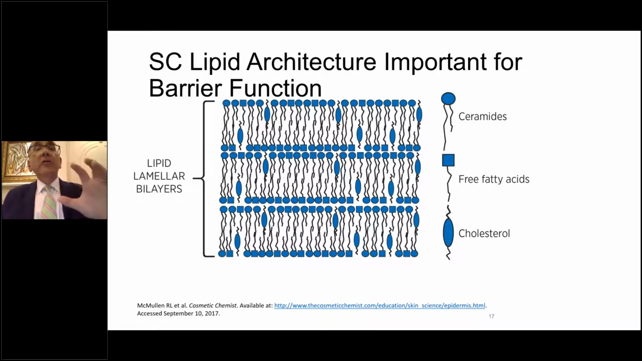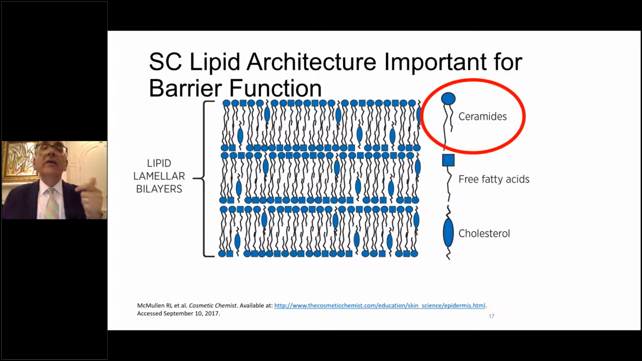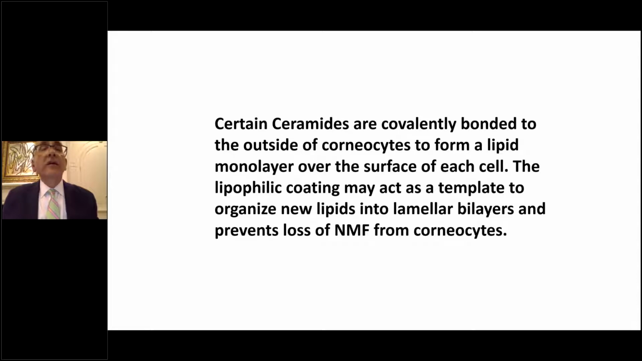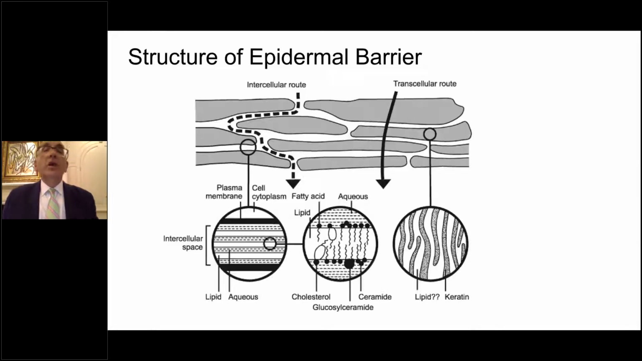Now let's look at what's between those corneocytes: the lipid lamellar bilayer, mostly formed of 3 types of lipids: ceramides, free fatty acids, and cholesterol. Tonight, we're going to concentrate on the ceramides. Ceramides are covalently bonded to the outside of the corneocyte envelope, forming the lipid monolayer. When you stack them on each other, that becomes a template to organize the lipids into lamellar bilayers, playing a barrier role in preventing moisture loss from the corneocyte that we already discussed. So when you don't have the lipids, you have a problem because that barrier is lost.